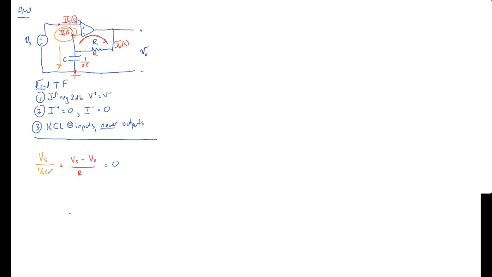We can get rid of this in the denominator by multiplying top and bottom by SC. And that gives us Vs SC plus 1 over R Vs minus 1 over R Vout equals zero. Is that just Vs times SC, right? Yes, you're right. There we go, that's clear. Thank you.